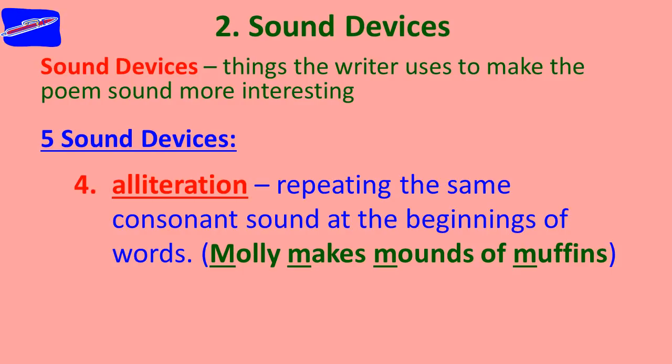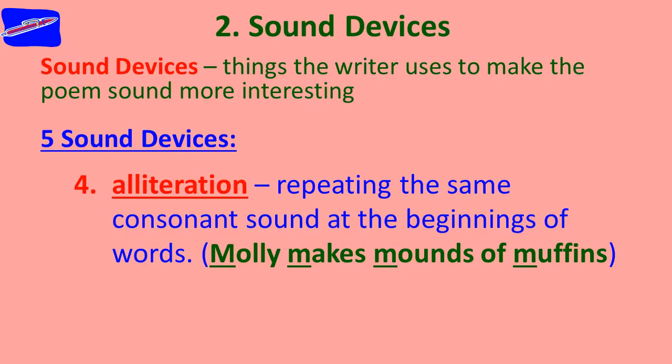Next, we have alliteration. Alliteration means repeating the same consonant sounds at the beginning of words. An example would be Molly makes mounds of muffins. Our consonant sound in this example is the letter M. A consonant, by the way, being a letter other than a vowel, so anything other than A, E, I, O, or U. With alliteration, words with the same consonant sounds are located in close proximity to one another. Alliteration is often misidentified as a figurative language device. It is not figurative language, since with figurative language you mean something other than what you say. So we refer to it as a sound device.